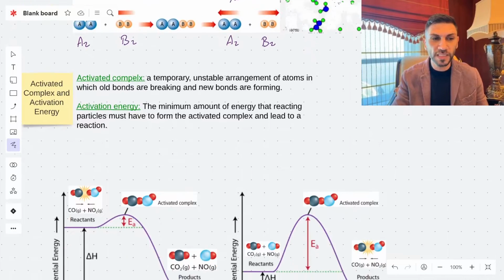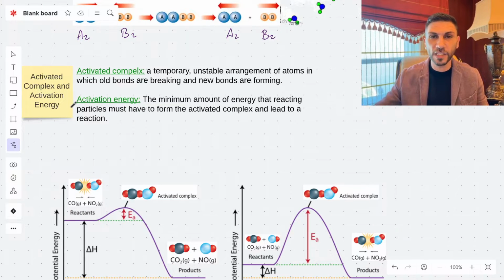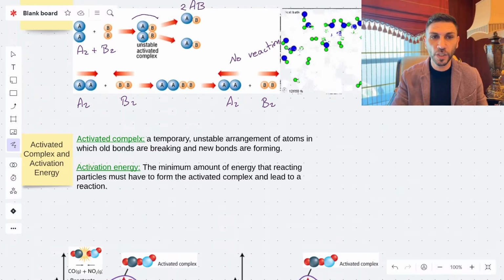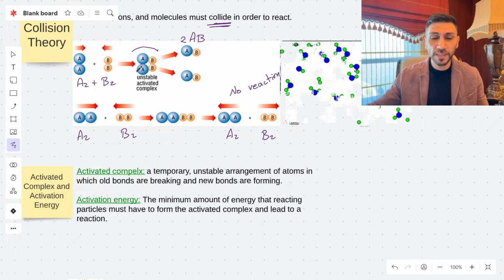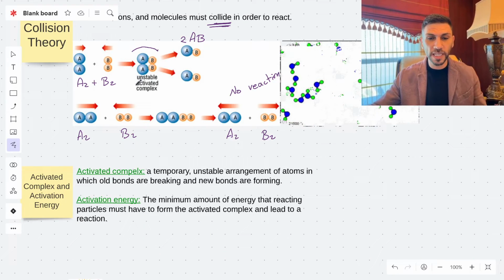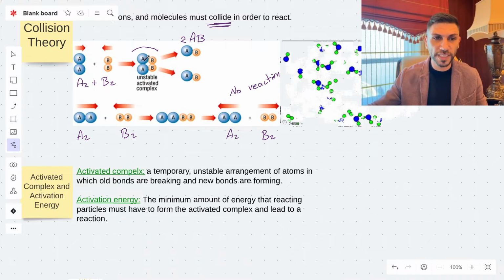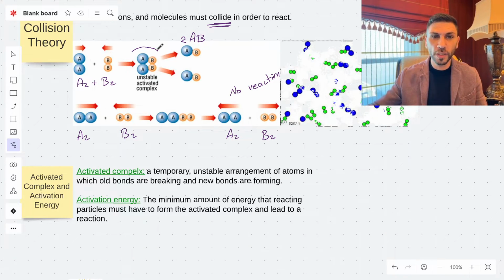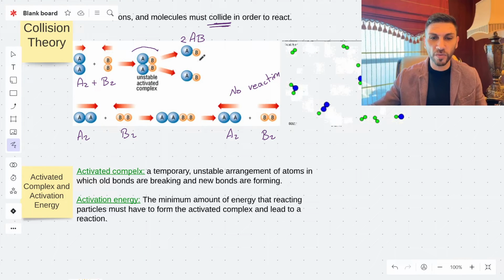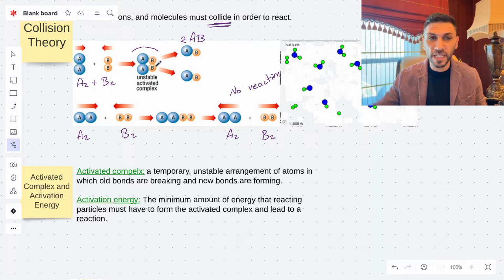Now, what is meant by the activated complex and activation energy? The activated complex is a temporary and unstable arrangement of atoms in which old bonds are breaking and new bonds are forming. So look here, this is the activated complex. It's a temporary, unstable arrangement of the atoms, as you can see, A, B, B, A. And those old bonds are broken, the new bonds are formed, but it's unstable.